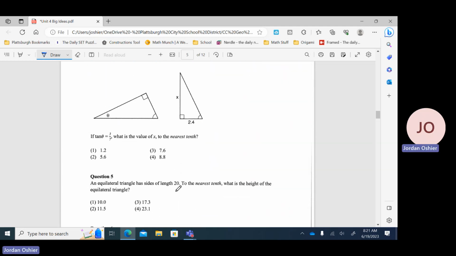We have two similar triangles shown. If tangent of theta is 3/7, what's the value of x, to the nearest tenth? So tangent is opposite over adjacent, so that means this is 3 and this is 7. So 3 corresponds with 2.4 and 7 corresponds with x. They're looking for you to solve for x. So 3x equals whatever 7 times 2.4 is, which I'm going to tell you momentarily. That's 16.8. And then we will divide that by 3. 16.8 divided by 3.